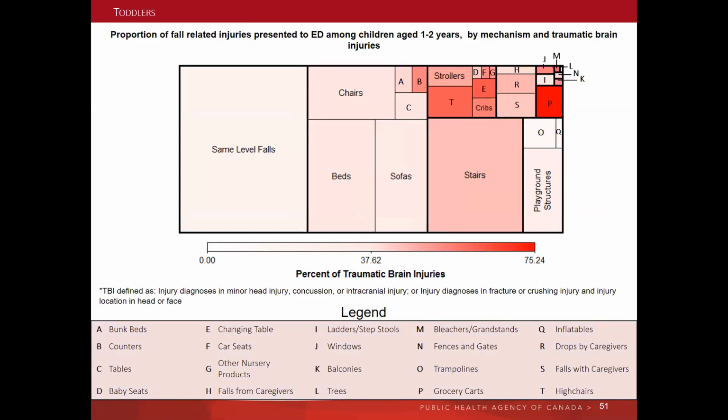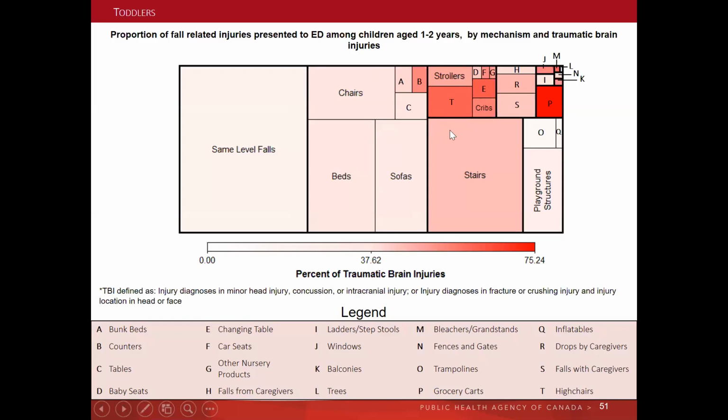So with the increase in age, we also see an overall decrease in the frequency of TBIs among toddlers. The TBIs that are present within this age group appear to be concentrated around specific mechanisms, with the greatest offenders being grocery carts, which is this really dark color over here, as well as infant equipment, as you can see in this large tile.